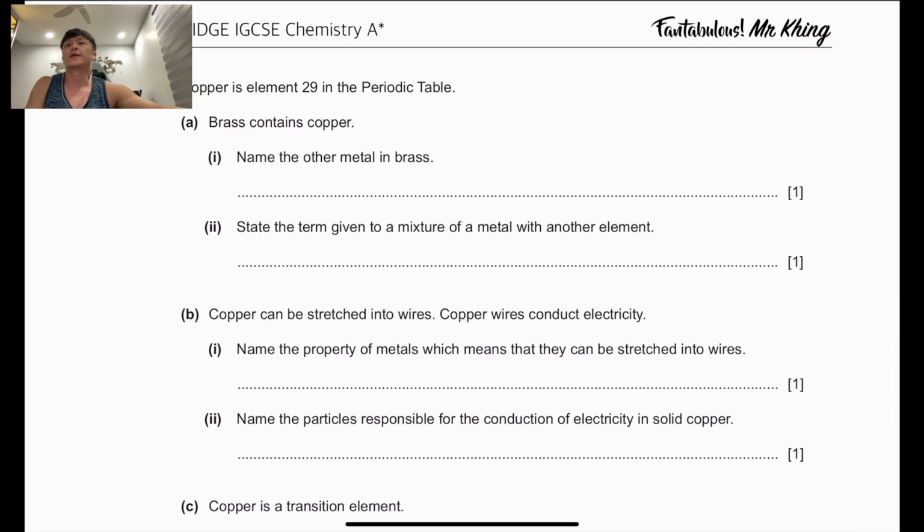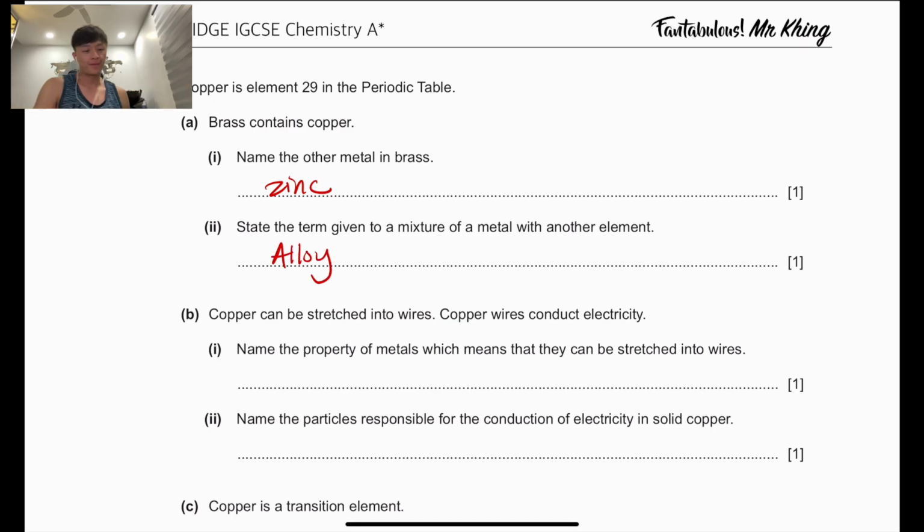Given this alloy. Brass contains copper. So what is the other metal that is present in this alloy? It is zinc. State the term given to a mixture of metals with other elements, like what I just mentioned.